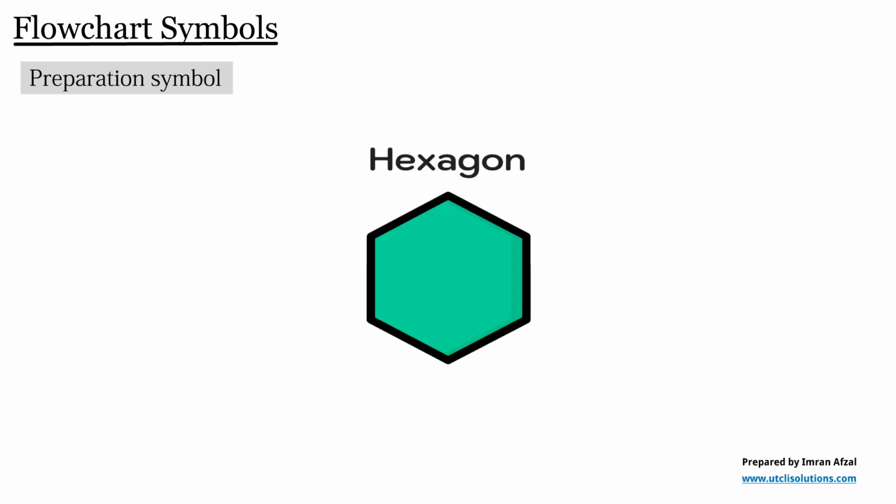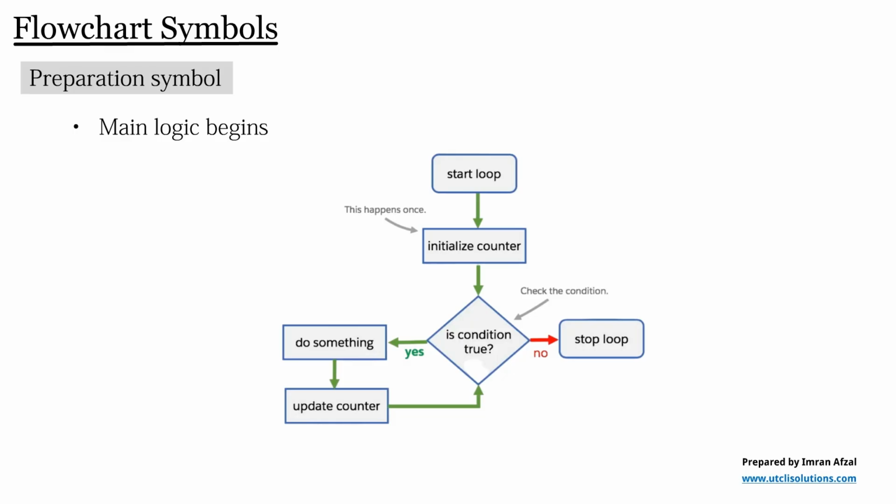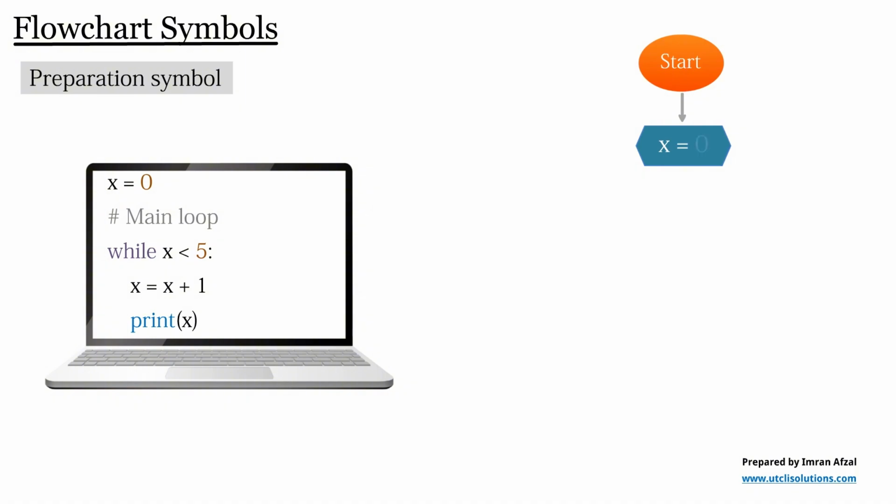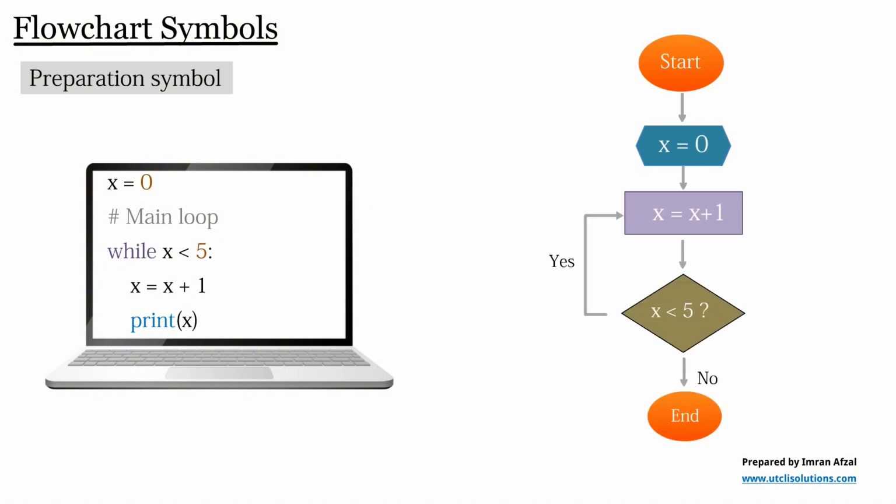Flowcharts also use a preparation symbol, which is a hexagon shape, but this one is not used very often in simple programs. It usually represents setting up something before the main logic begins. For example, if your Python program initializes some variables before starting the main loop, you might show that step using a preparation symbol. For example, if you write set x to 0, this can be shown using the hexagon to indicate this is a preparation step before the rest of the program runs.